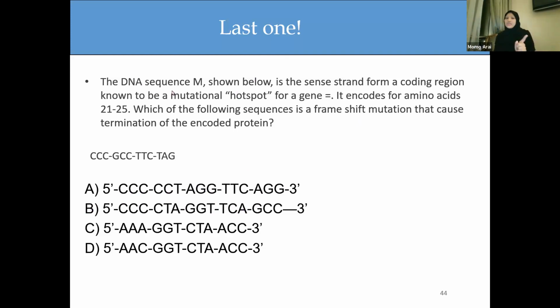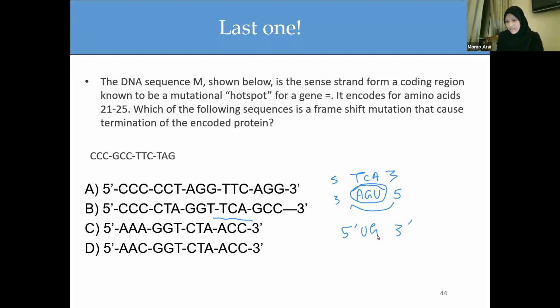Remember that these are DNA sequences. So when it's transcribed into RNA, this will code for... wait, let me explain. Just give me 2 minutes, okay? I'll try to finish this up. Someone said UGA. If it's 5 to 3, the RNA would be 3 to 5. This would be AGU. So the actual RNA sequence, when you flip it to 5 to 3, is UGA. UGA is a stop codon, right?